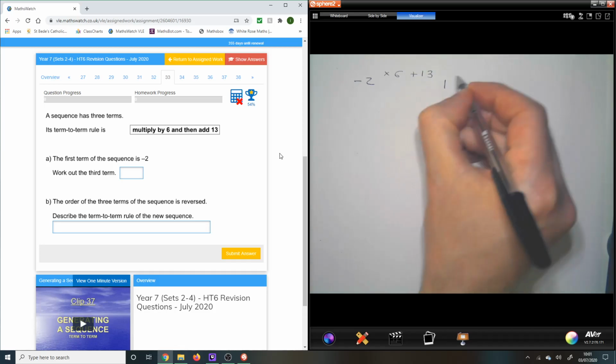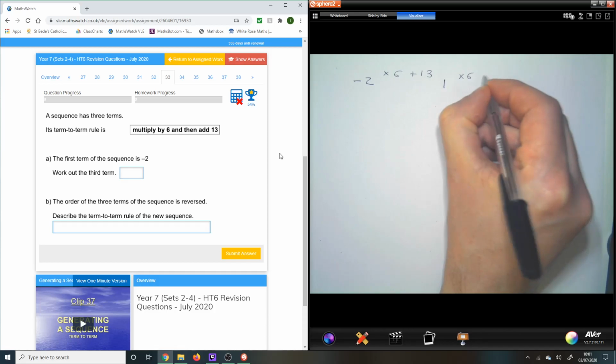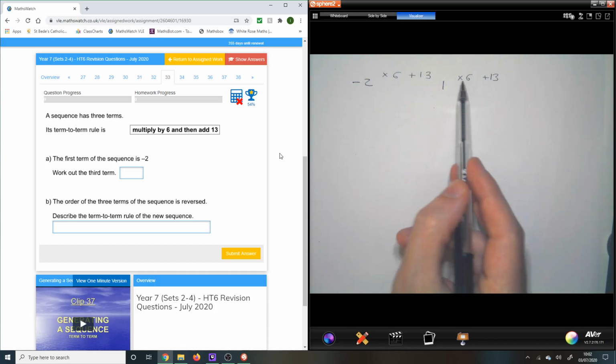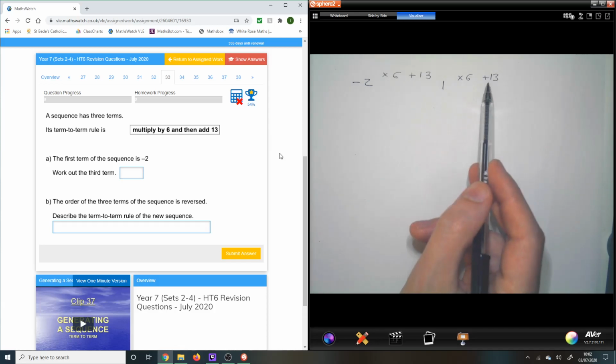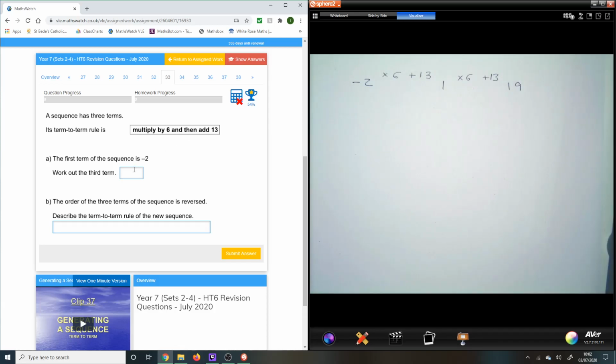If you're not quite sure, you can check that yourselves. Then our next term, again, our rule, times 6 add 13. So 1 times 6 is 6. 6 add 13 is 19. And if we can check that. Okay, so there we go, we got that right.